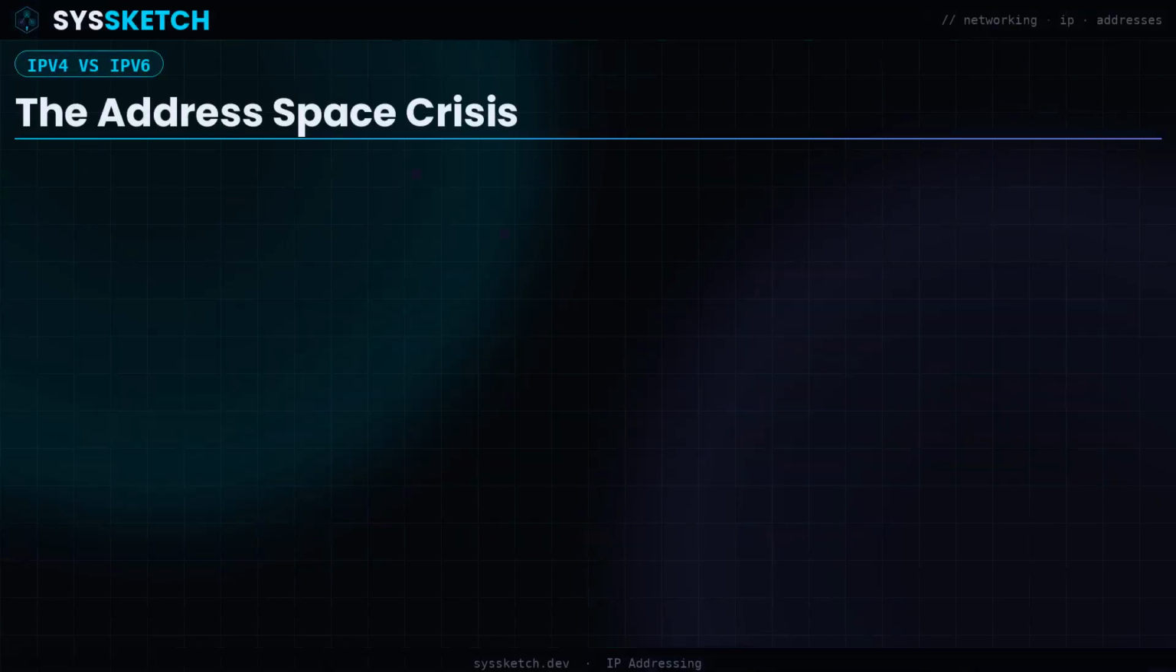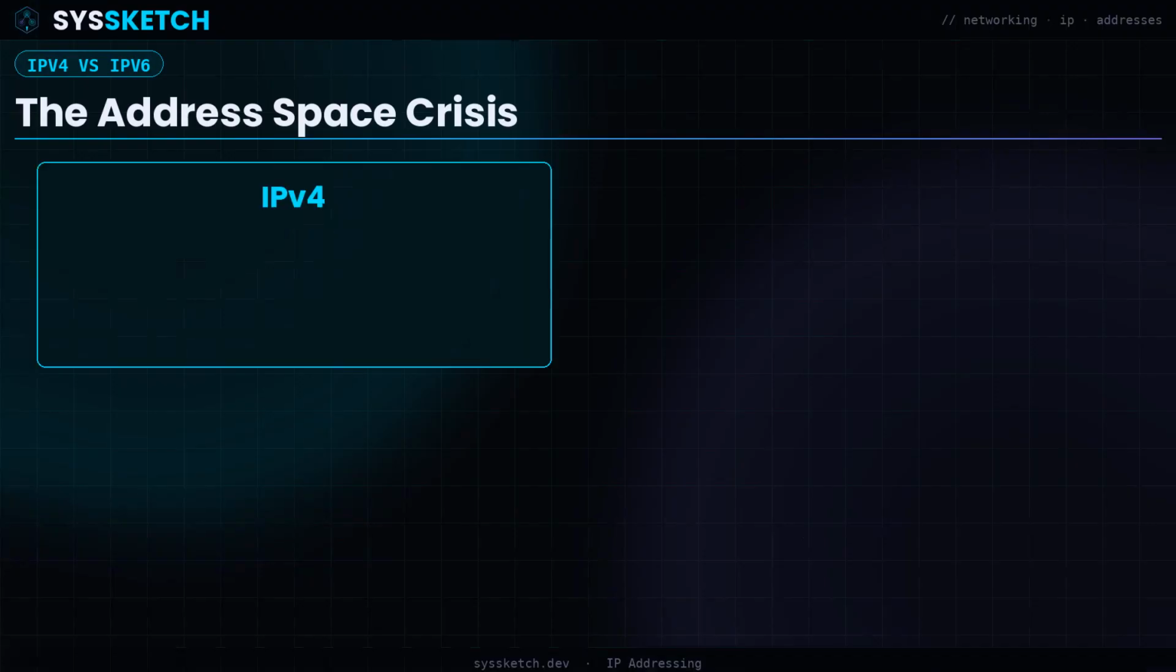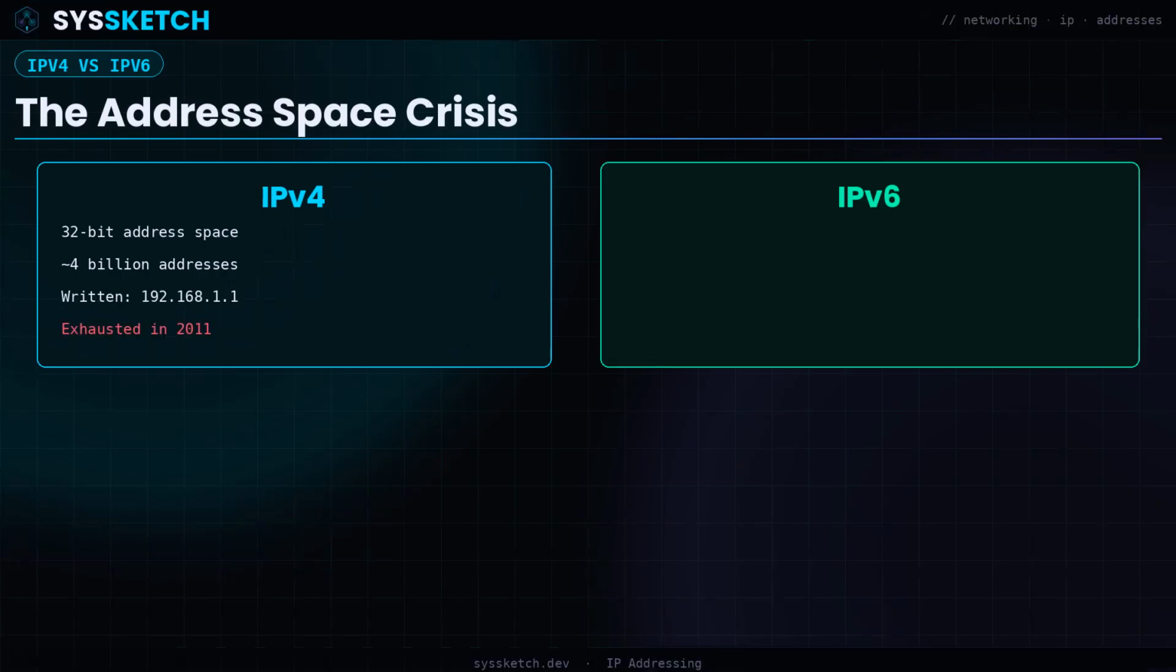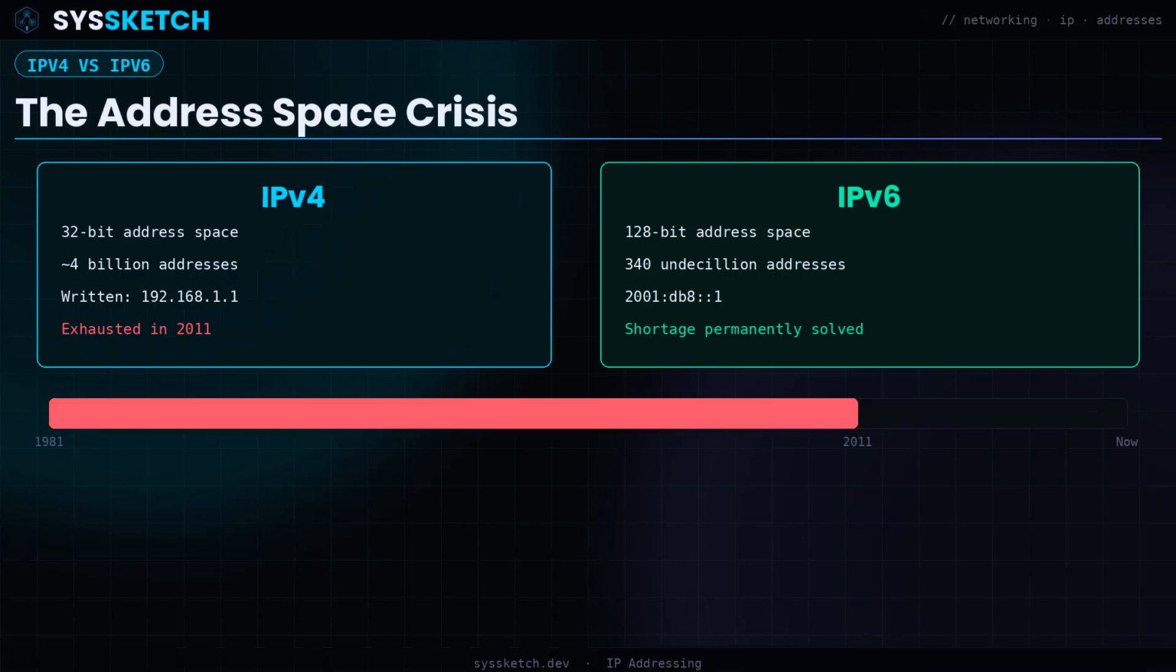There are currently two versions of IP addresses in widespread use: IPv4 and IPv6. IPv4 came first. It uses a 32-bit number written as 4 groups of digits separated by dots. Something like 192.168.1.1 or 203.0.113.45. Each group can range from 0 to 255, giving us roughly 4 billion possible unique addresses across the entire planet. 4 billion sounds like a lot.